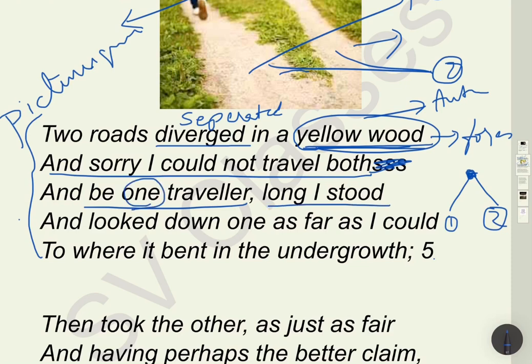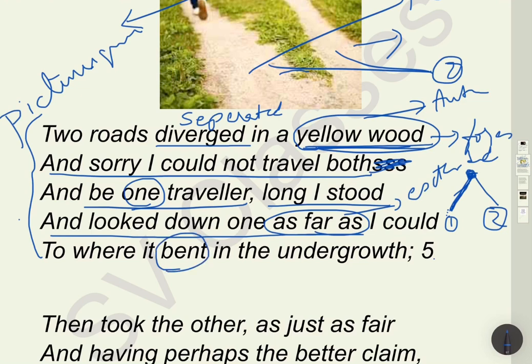Long I stood and looked down one as far as it extended. Long I stood means I didn't take a very quick decision. I stood for a long time, I thought about it, and then I tried to find out which would be the best choice for me. Looked down means he tried to look that suppose if I take the first road, where exactly it would end or where exactly it would bend. To where it bent in the undergrowth.